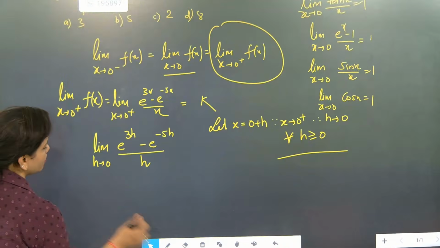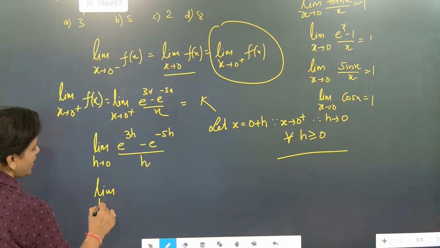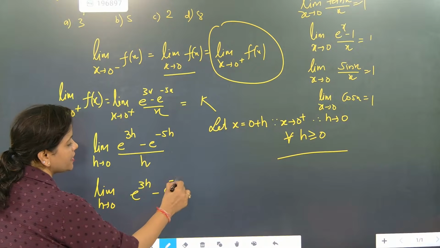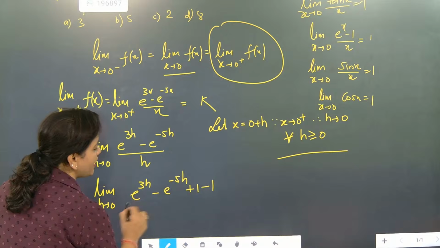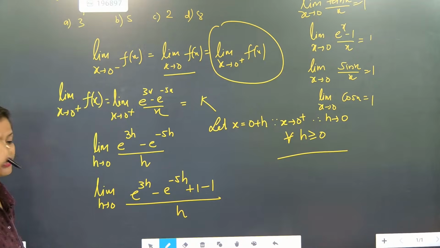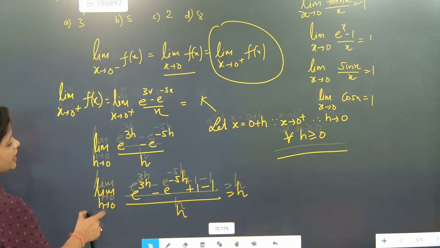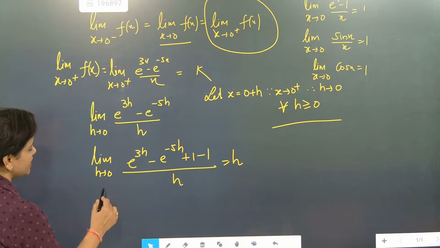After this, what we are going to do? We will add 1 and we will subtract 1. Plus 1 and minus 1. Understood? And everything is equal to h. So once you will be going to this area, one time directly you can take like this.